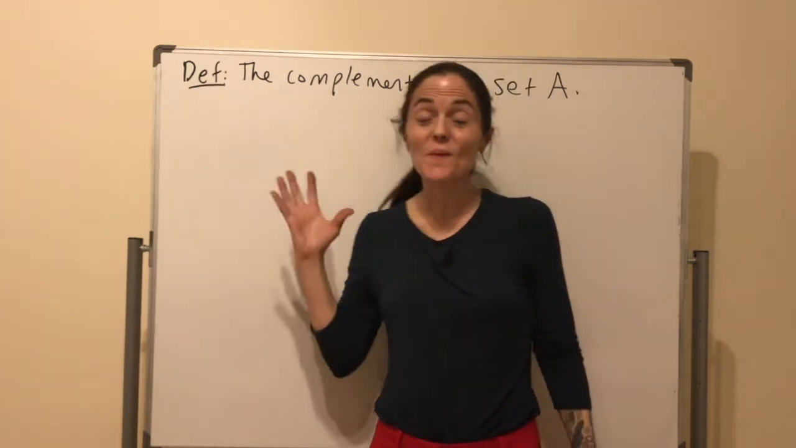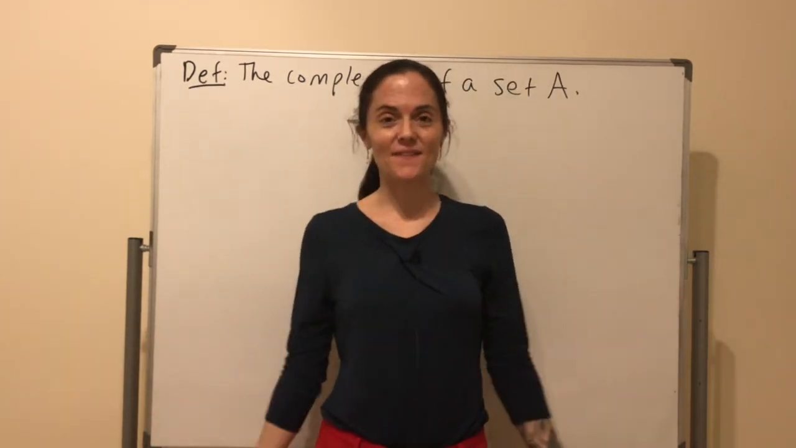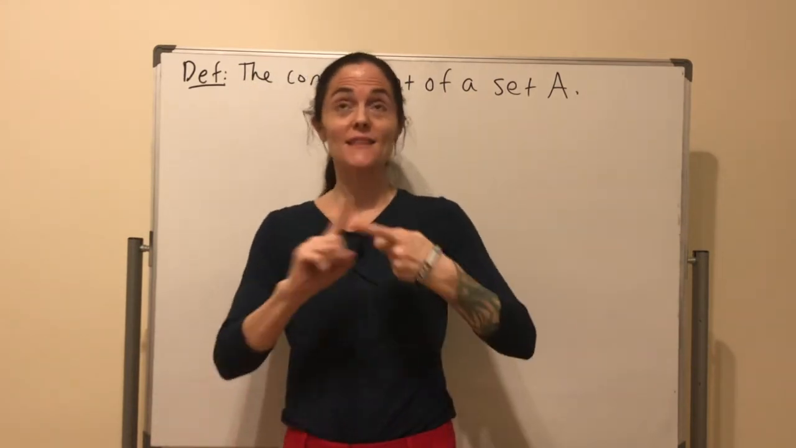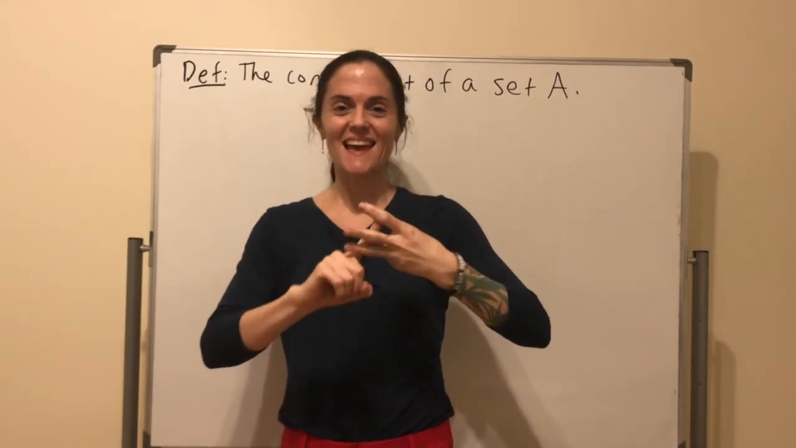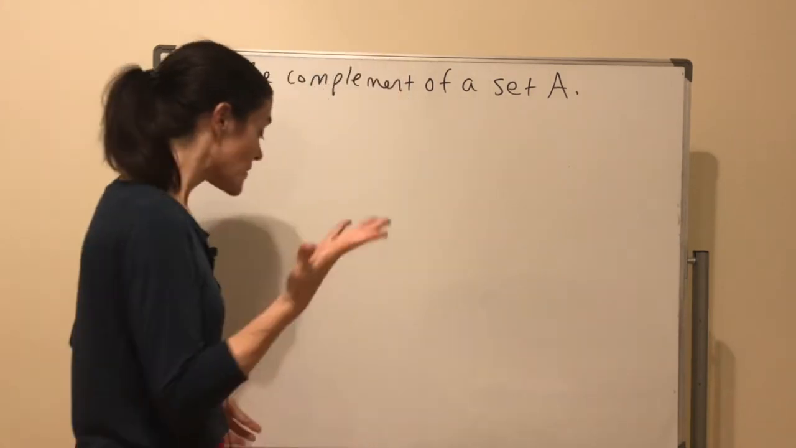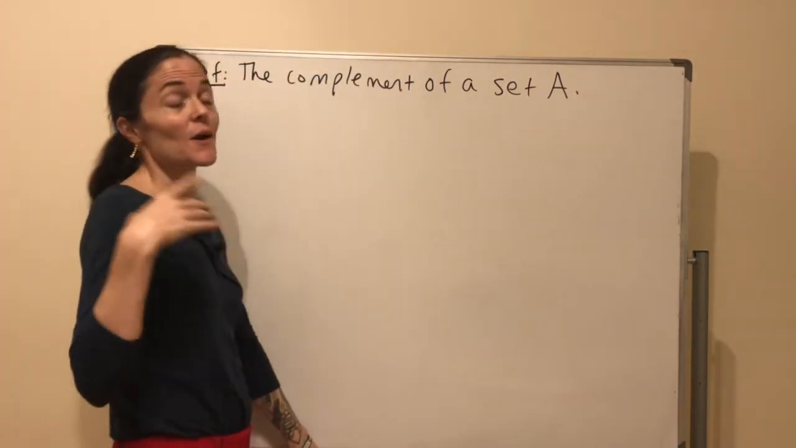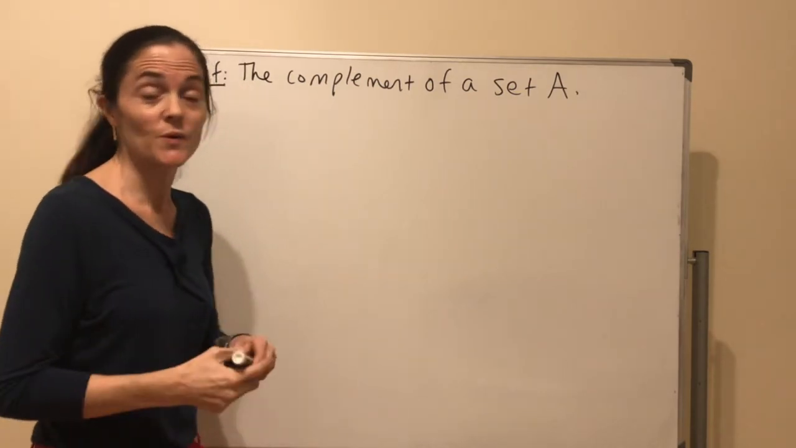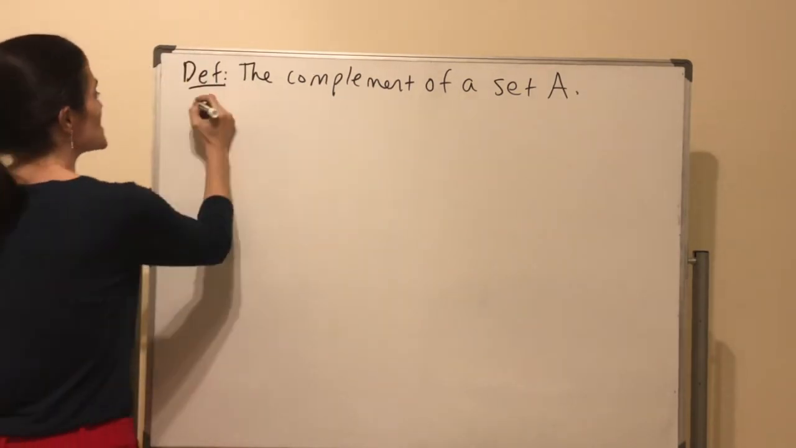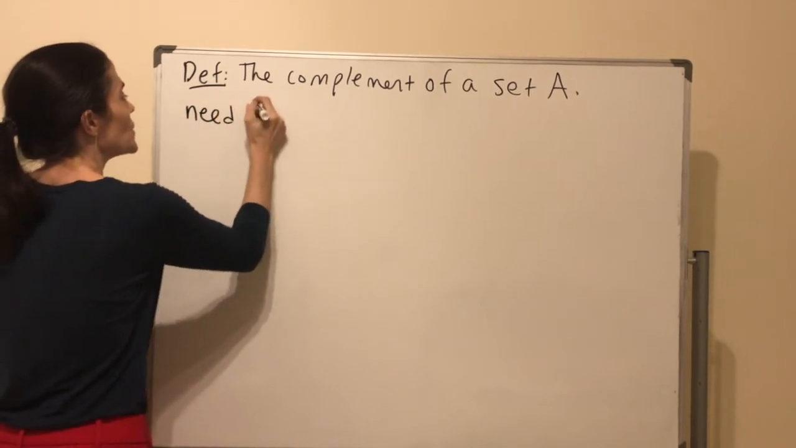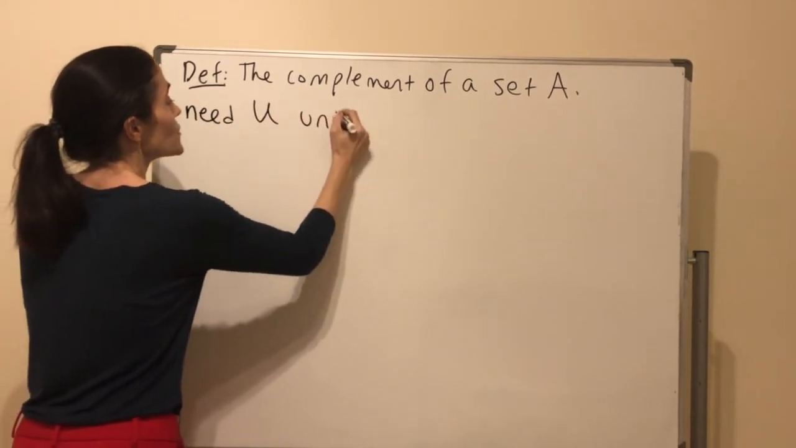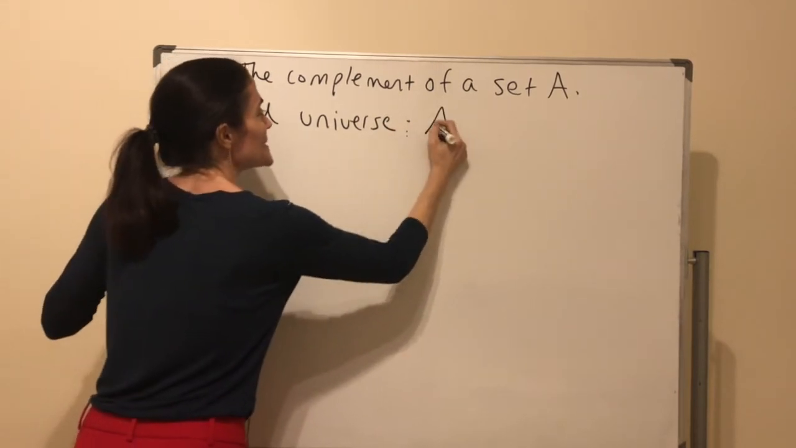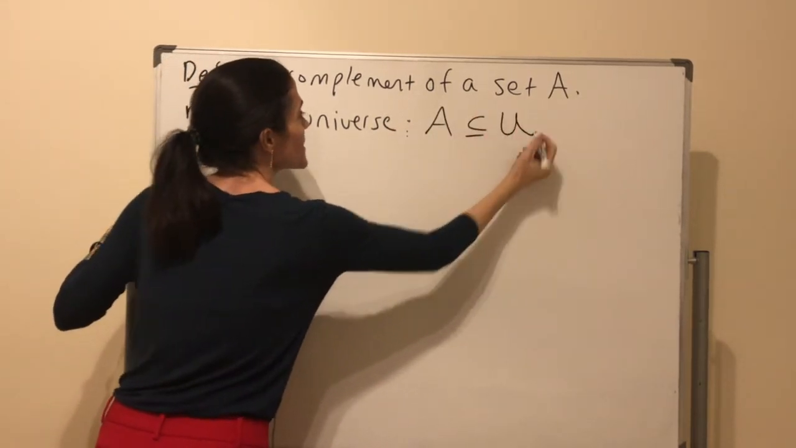I have one more set operation to define. It's the complement of a set, and then we will do more with union, intersection, and difference. To define this, we need the set A to sit inside some universal set U, which is our universe. And as I mentioned, A must be a subset of U.